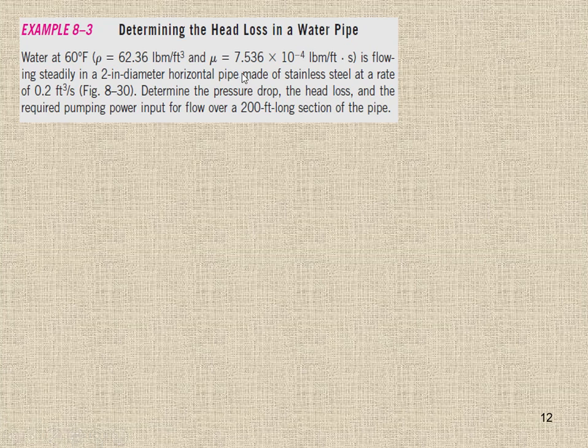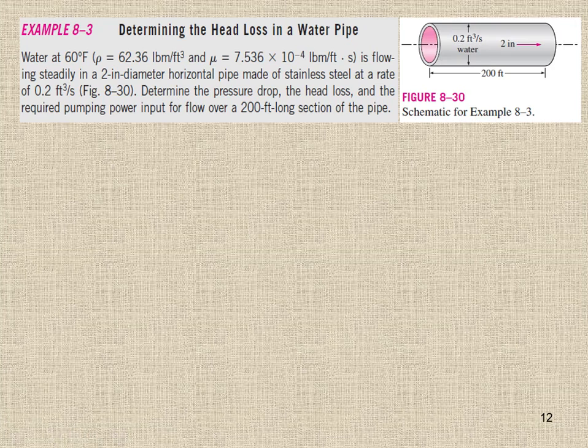So you see everything is given: Q is given, diameter is given, and the required pumping power input for the flow over a 200 feet long section of pipe. So we have a 200 feet long pipe, L is given, V dot is given, and D is given. So we have to determine head loss, or delta P. And this is the figure.